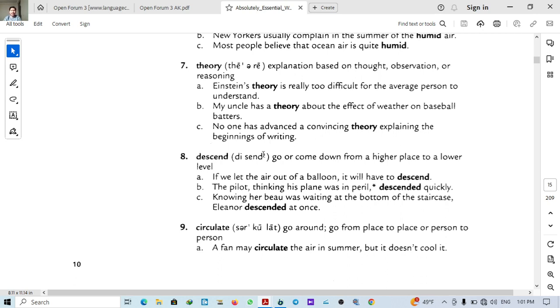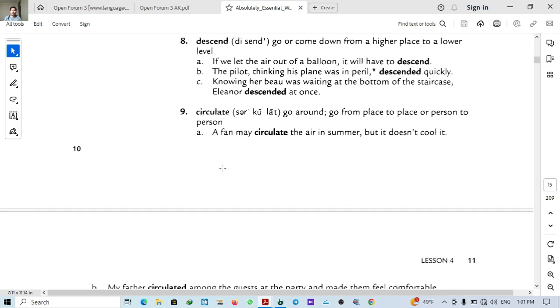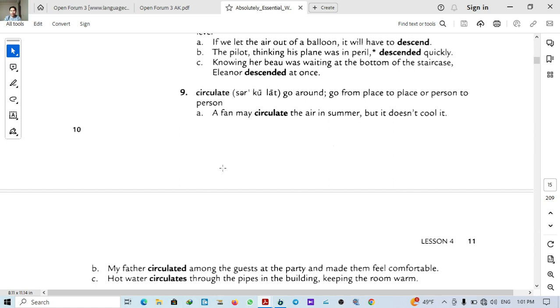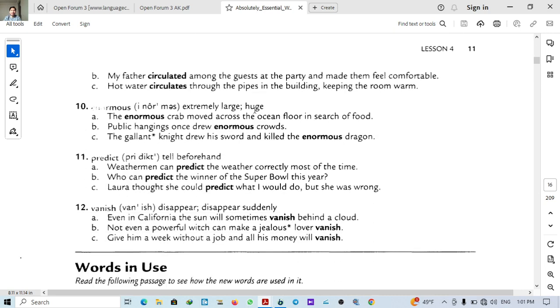Number 8, descent means to come down or go down. پایان آمدن یا پایان رفتن. Descent means go or come down from a higher place to a lower level. And number 9, we have circulate. If we are circulating something, it means go round. It goes from one person to another, from one shop to another, or from place to place or person to person. Circulate means به دوران آمدن یا دوران داشتن.